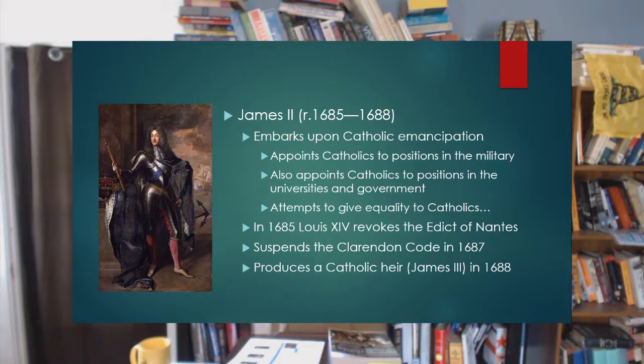When Louis XIV revokes the Edict of Nantes in 1685, James II later suspends the Clarendon Code, so all those laws against dissenters. And in 1688, he and his wife have a son, James III. So now they have a Catholic son who is going to be the next King of England when James II dies. So this really worries Protestants.